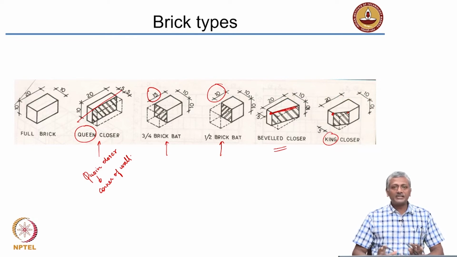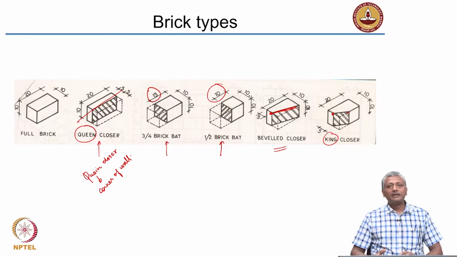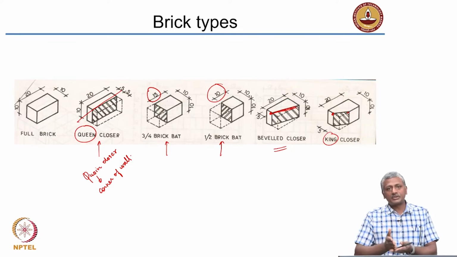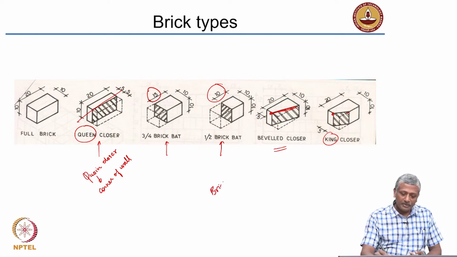Now, these are special bricks. As I said, you can have them molded or you can have them shaped by the mason. So, the mason has the ability to use the trowel to shape it on site. And of course, like most construction materials, bricks are also poor in tension. Bricks are poor when it comes to taking tension.